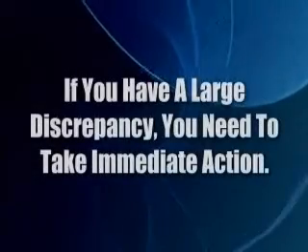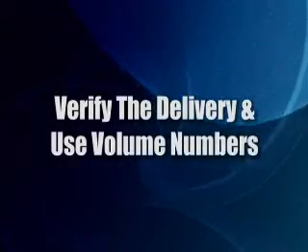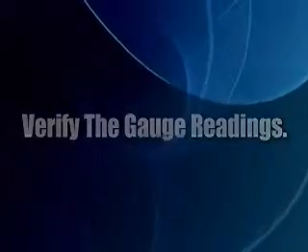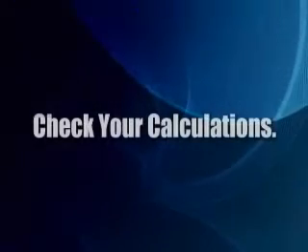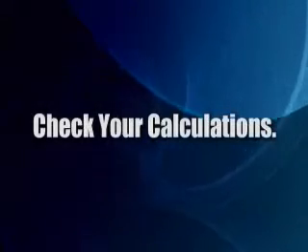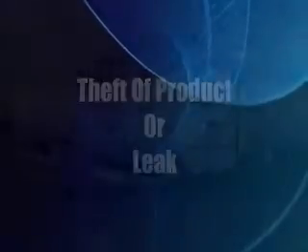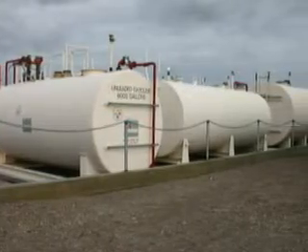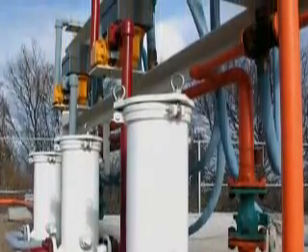If you have a large discrepancy, you need to take immediate action. First, verify the delivery and the use volume numbers. Second, verify the gauge readings by using a tape measure or a dipstick. Third, check your calculations. If your number is still off, this could indicate you have had theft of product or you may have a leak. Immediately look for evidence of leaks, make arrangements to have the piping pressure tested, and take any other actions that are necessary to account for the problem and stop the loss of fuel.